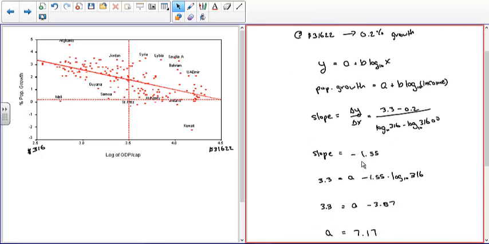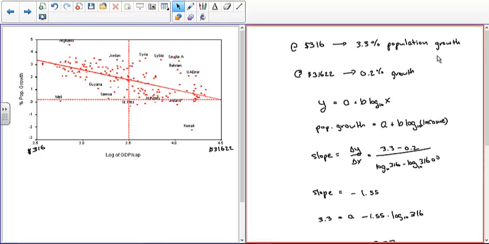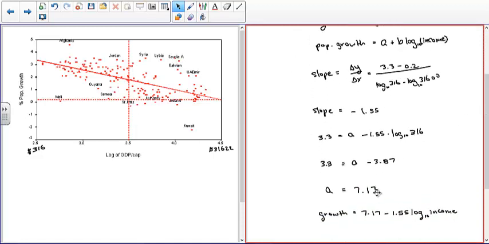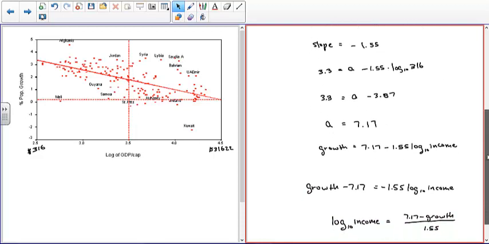And then you can take one of those two data points, and they chose this one here, 3.3% and $316, and you can figure out what the y-intercept is. And so then you get this linear equation that predicts the growth as a function of the log of the income, rather than doing it as an exponential result. Just sometimes more convenient. You don't see that done as much.